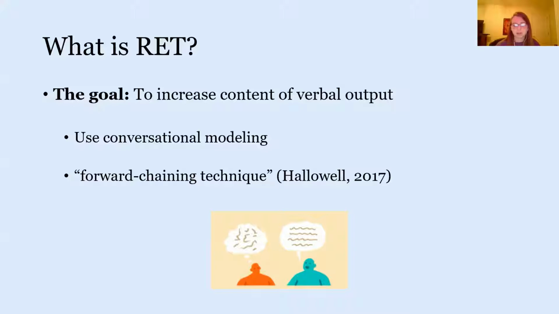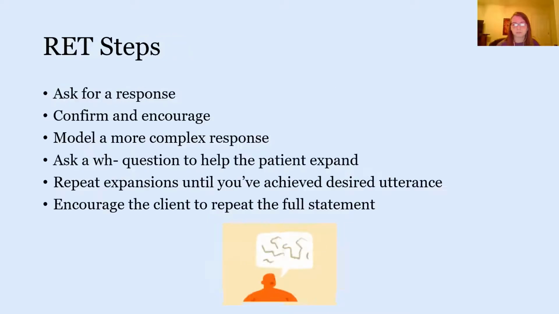This therapy technique does not focus on right answers. Instead, the focus is for the individual with aphasia to produce their own responses. So instead of directly correcting a client, the clinician would use conversational modeling to provide more natural feedback. Forward chaining technique is also used, which requires the clinician to respond to any production the client makes. The communication partner is responsible for helping to shape the individual with aphasia's response.